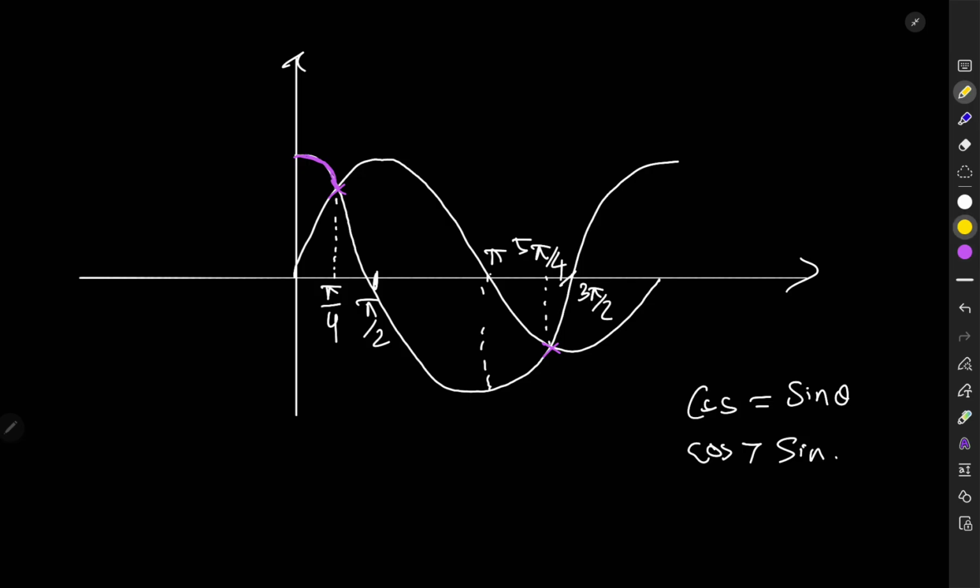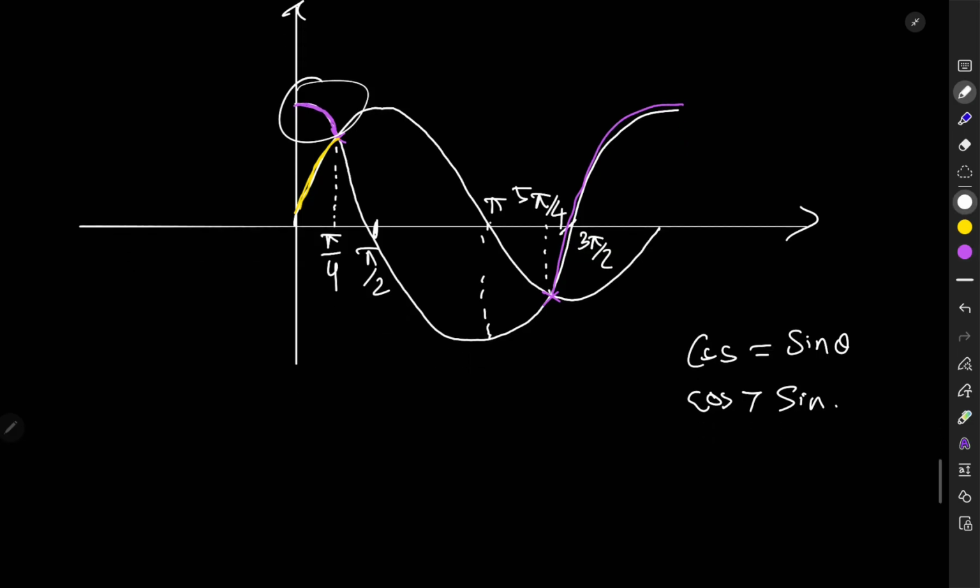And at the same time the sine graph is here. So I can tell that in this interval cos is greater than sine, right? And again in this interval cos is greater than sine. So I can tell 0 to pi by 4 union 5 pi by 4 to 2 pi, right?